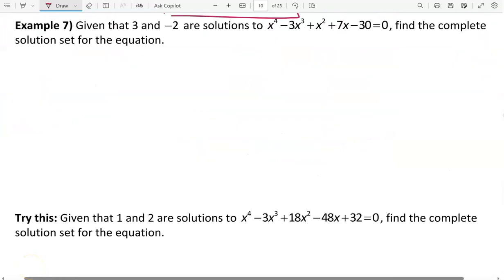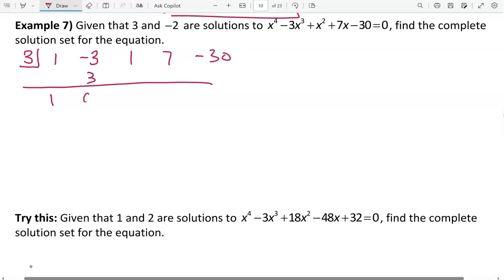In example 7, we have a 4th degree polynomial equation, which means there will be 4 solutions. This time we're given 2 of those solutions. If x equals 3 is a solution, then x minus 3 is a factor, so I'm going to divide by x minus 3 first. And it doesn't matter what order we divide in. So let's divide by x minus 3.